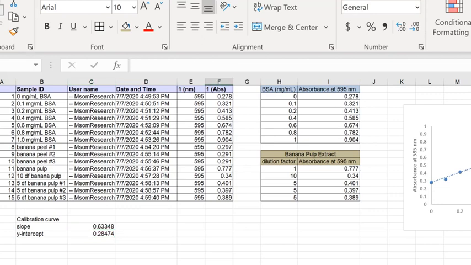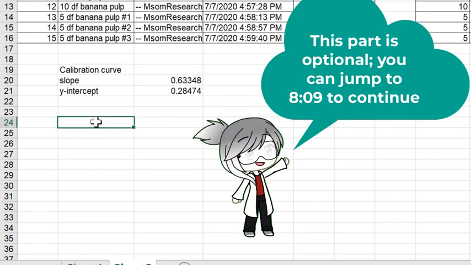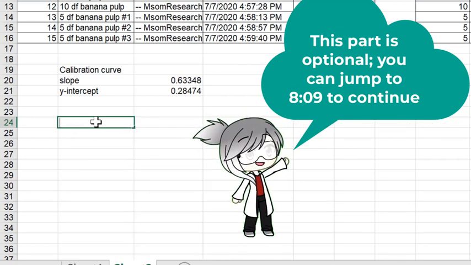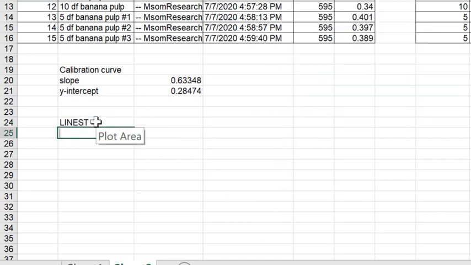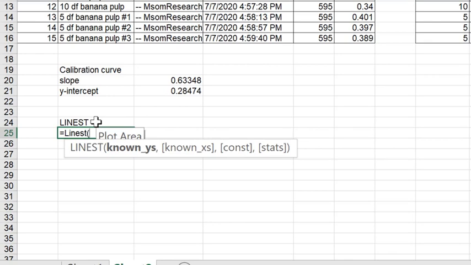Excel also has another useful tool. It's called the line estimation, and it's an array function. So a line estimation, let me first label it. So I'm using LINEST, so equals LINEST. I'm going to select the known y values again, my absorbance values, followed by the x values.